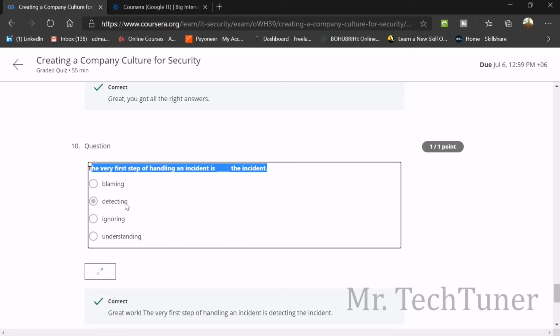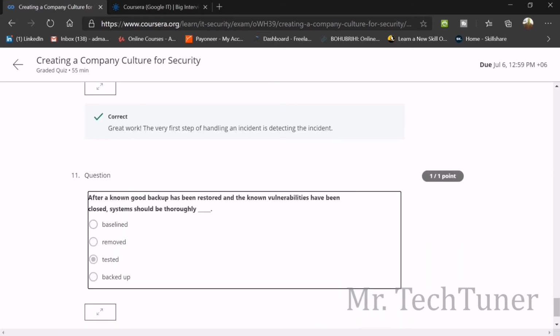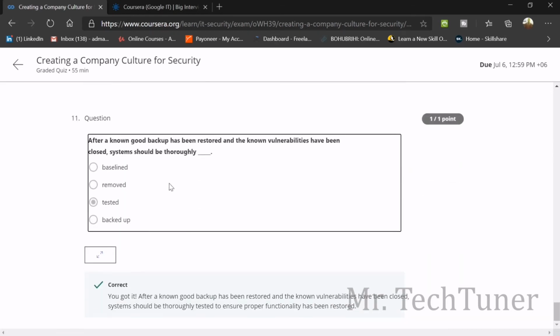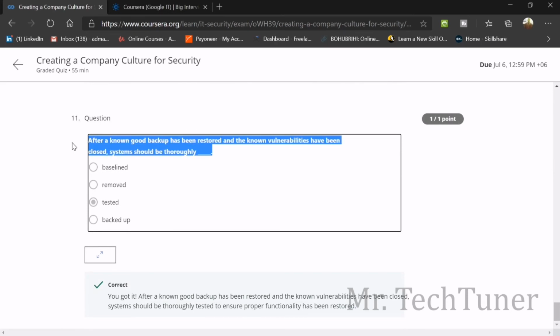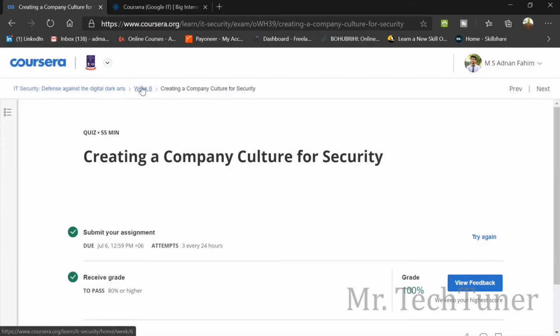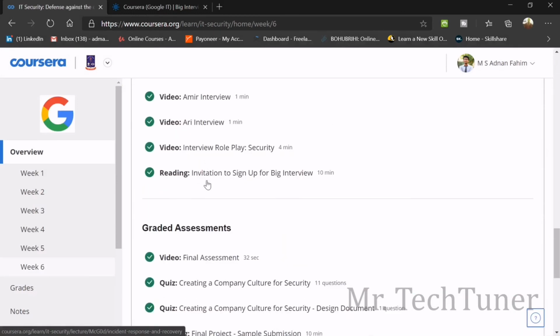Is detecting the incident. Okay, so question number 11 and the last question. After a known good backup has been restored and the known vulnerabilities have been closed, the systems should be thoroughly tested. Okay, so that's all for our graded assignment, the final quiz.